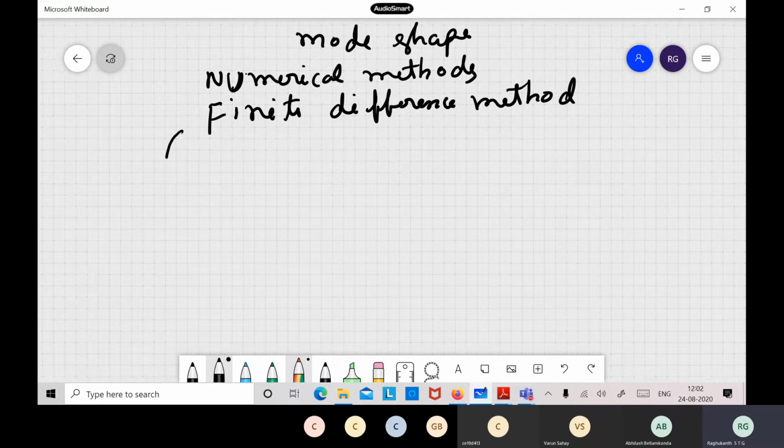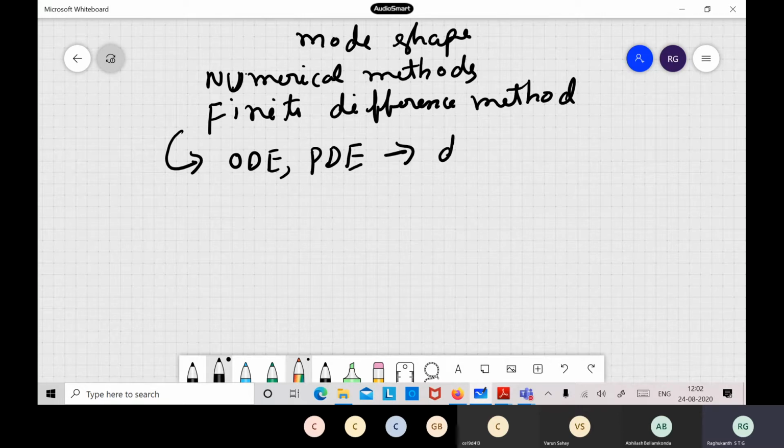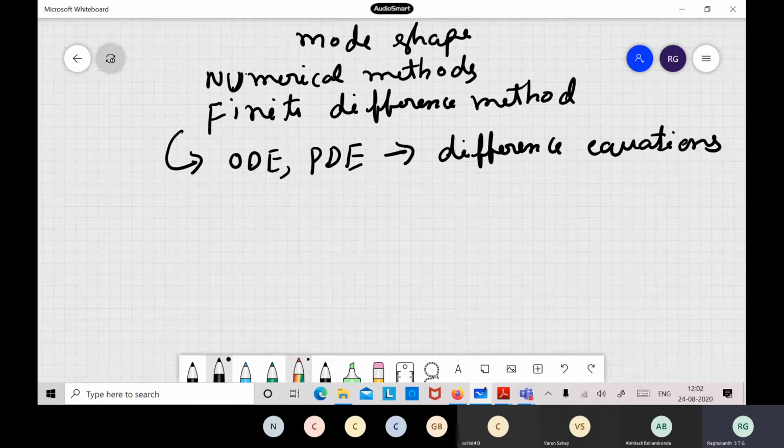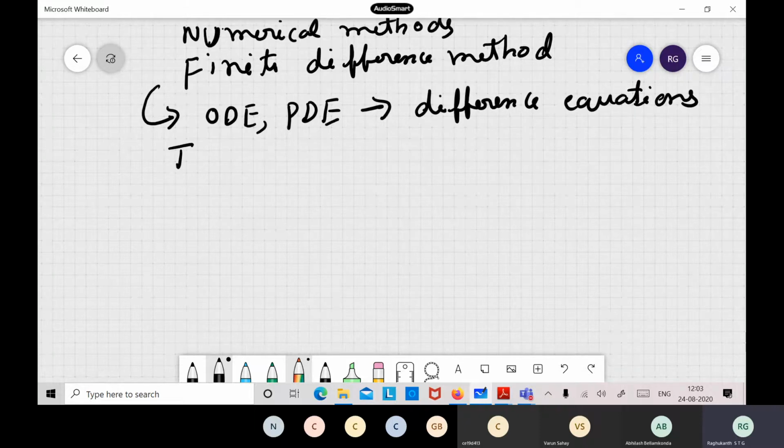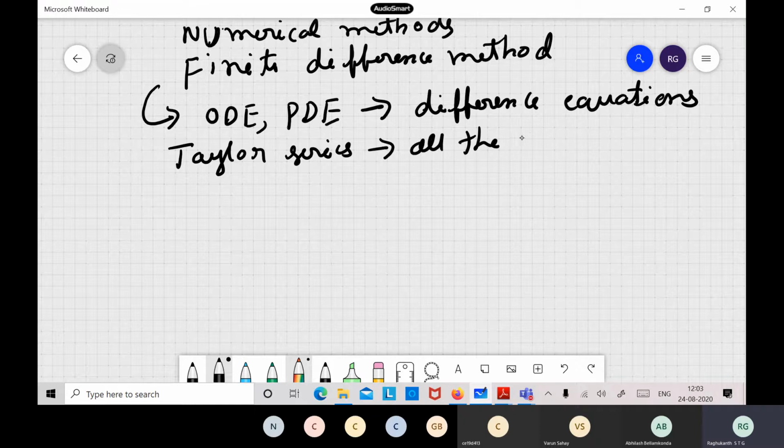Like I already told you last class, for an ODE or PDE, you just convert your ordinary differential equation to difference equations, which are algebraic equations. You solve these equations and you will get the solution. The fundamental thing in the finite difference method is the Taylor series. Based on it, you obtain the expressions for first derivative, second derivative, and all those things, by truncating some higher order terms.